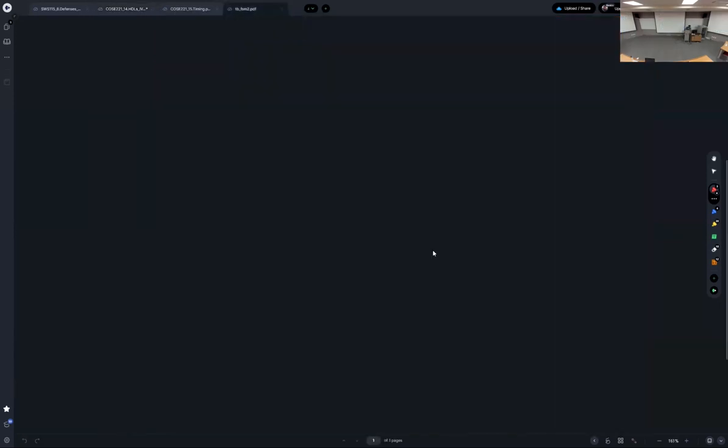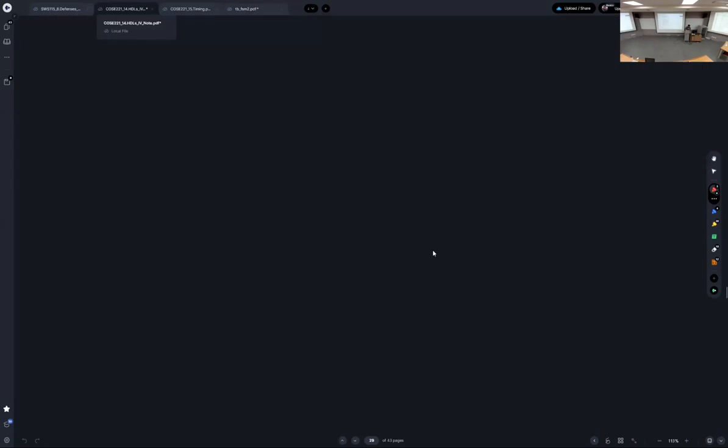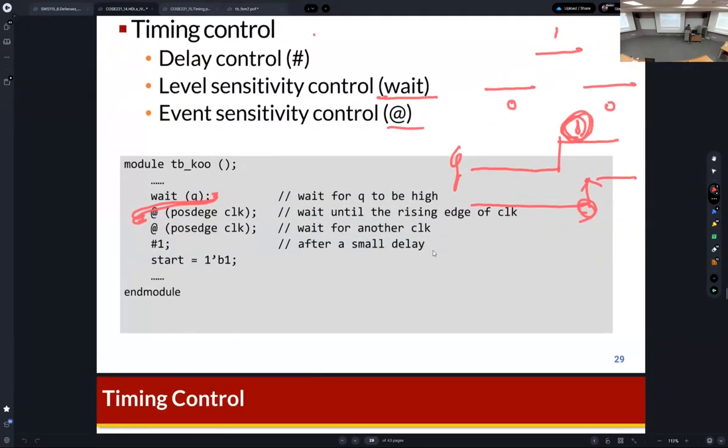So also in the provided test bench, you can observe that I frequently use the event sensitivity control. Okay. Like at positive edge of clock. So you can find them, okay. So repeat means that this statement is repeated twice at the end. Okay. So you don't need to write the positive edge block twice or many times. So we can use the repeat statement. Okay, this is the timing control of the test bench.